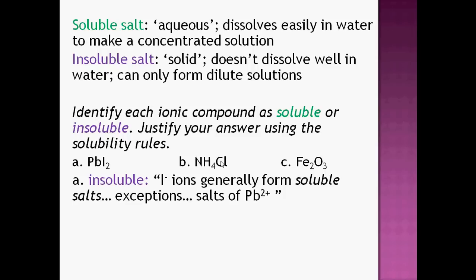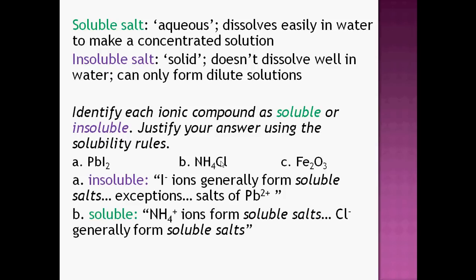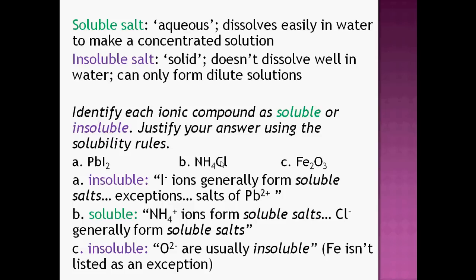Next one, ammonium chloride is soluble. It will dissolve in water. And we know this because ammonium ions tend to form soluble salts, chloride ions tend to form soluble salts. Put them together, it's probably going to be a soluble salt. Doesn't say anywhere that it isn't, so we'll just assume that it is. Cool. All right. Last example, iron 3 oxide. Iron 3 oxide is insoluble, will not dissolve in water. We know this because it tells us that oxides tend to be insoluble, and it doesn't say anywhere that iron would be an exception, so it's going to be insoluble.